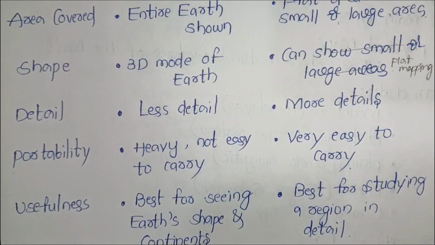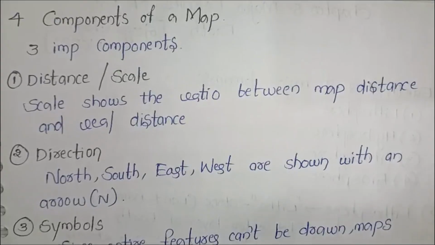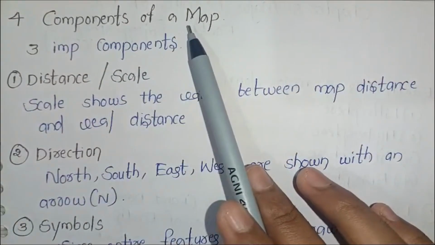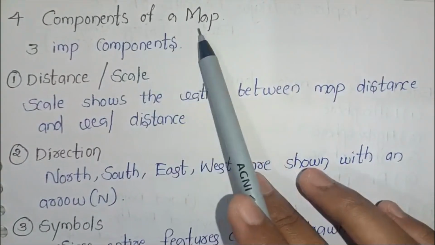Here, a globe is nothing but a real earth model. A map is nothing but a detailed picture of the earth. I hope you understood. Now let's discuss the components of the map.